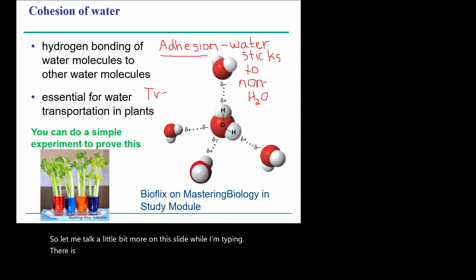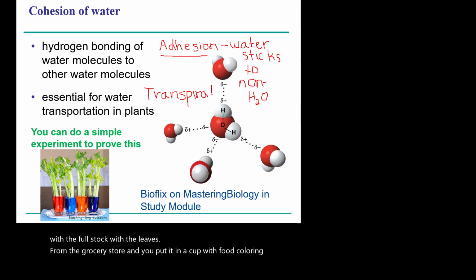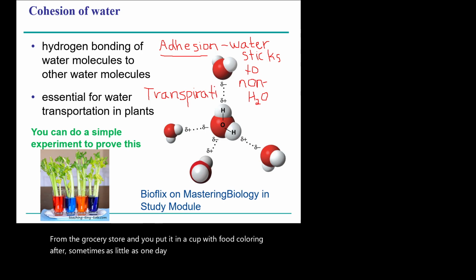There is a really cool experiment you can do at home to prove this and observe cohesion, adhesion, and transpiration. If you pick up some celery with the full stalk with the leaves from the grocery store, and you put it in a cup with food coloring, after sometimes as little as 1 day, you'll start to see some of that color appear in the leaves or even in the stalk. And that's because the water first is evaporating through the top of the plant, either from the leaves or perhaps even through the stalk because it's cut. So, water's going to evaporate from somewhere.